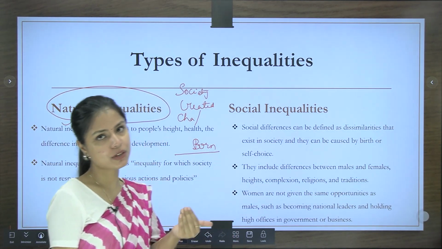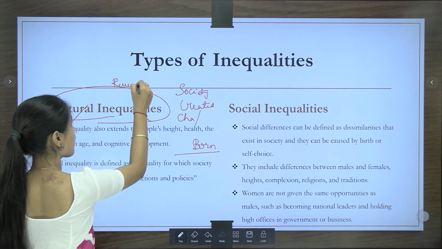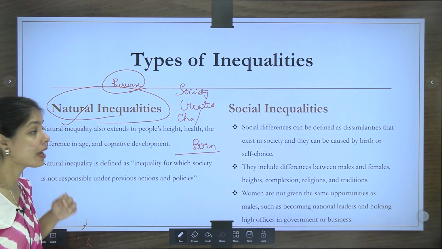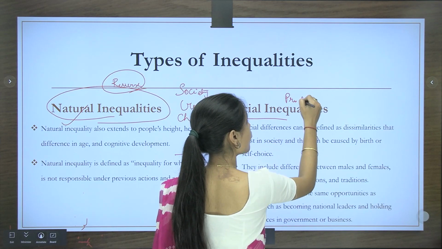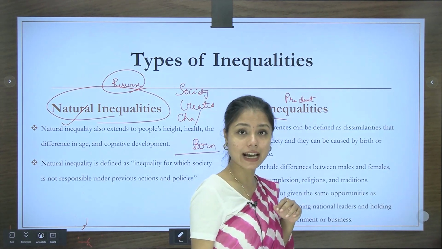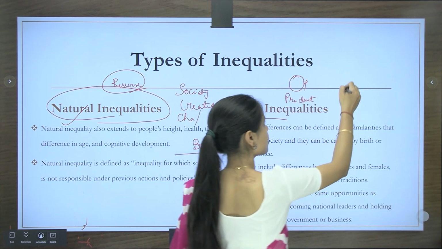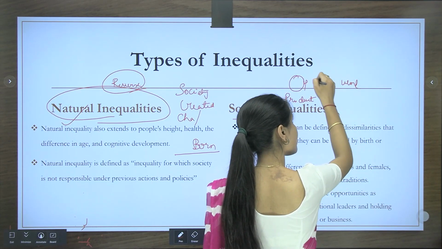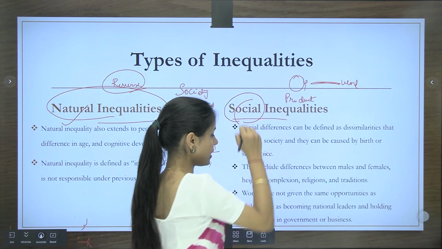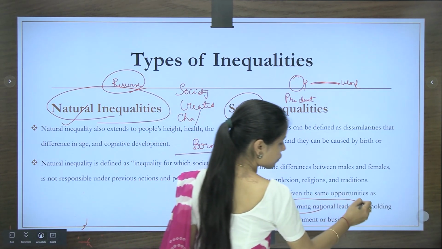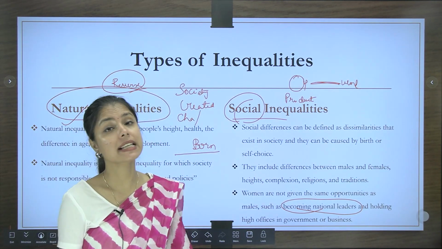For the longest time it was believed that natural inequalities are very difficult to reverse because they are not created by society. Whereas social inequalities are inequalities which are the product of society. So let's say society decided that women would be responsible for household affairs and men are going to go and work. There was an inequality that they were not born with, but it was created by society. Women will not be occupying major national leadership positions, whereas men would be sitting at these high offices.